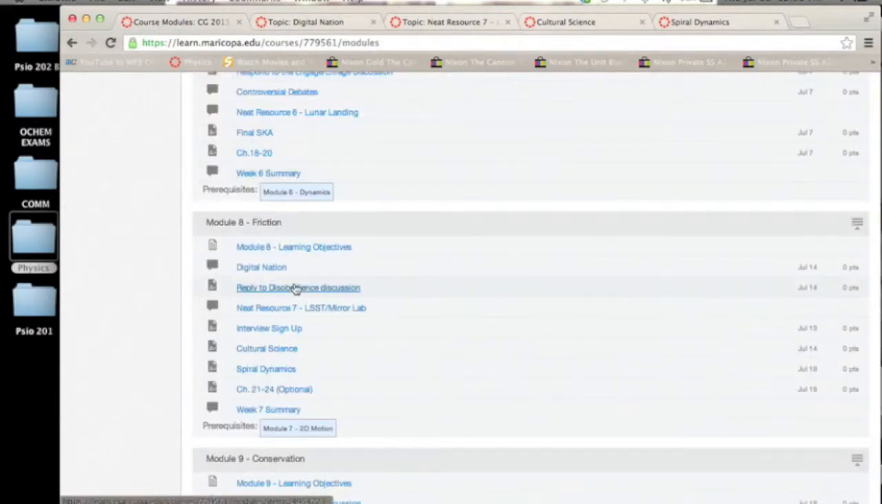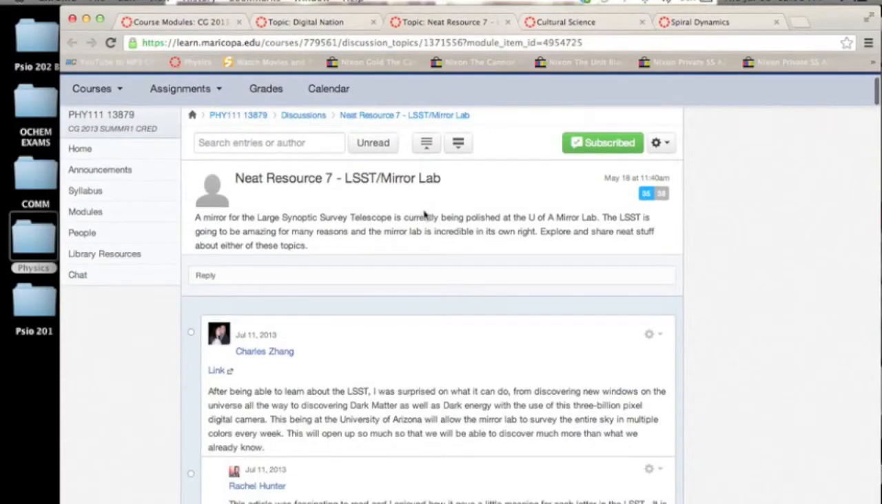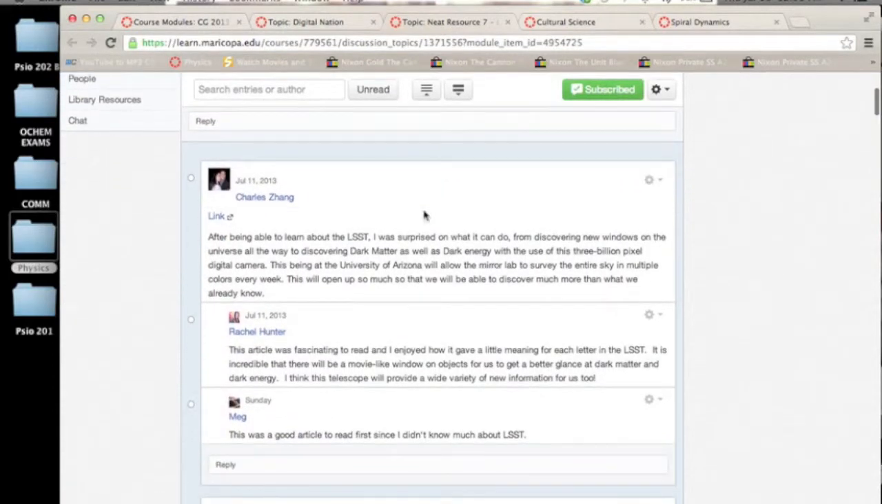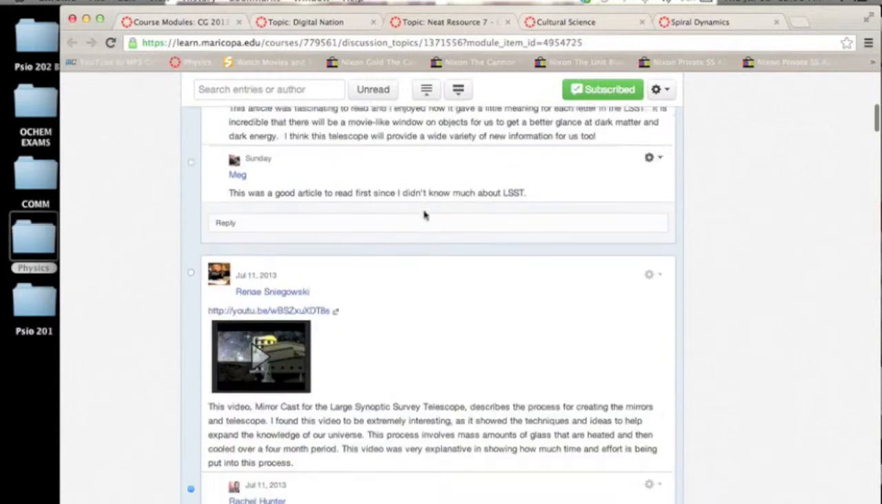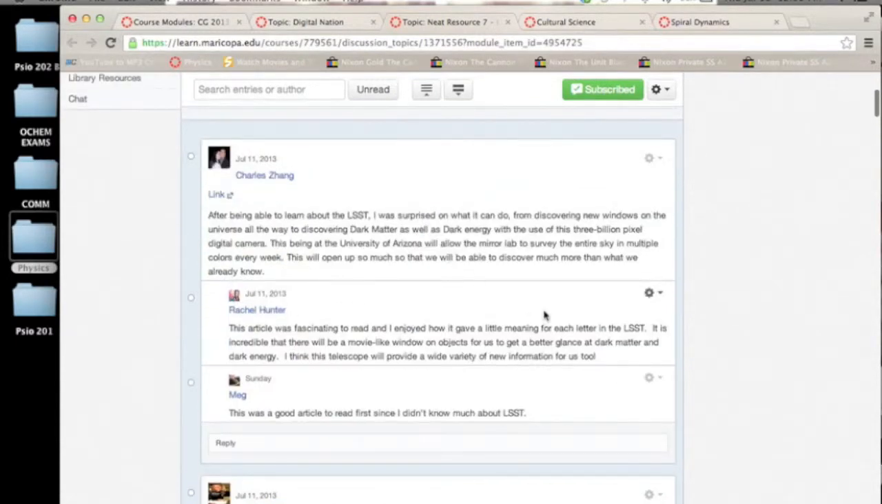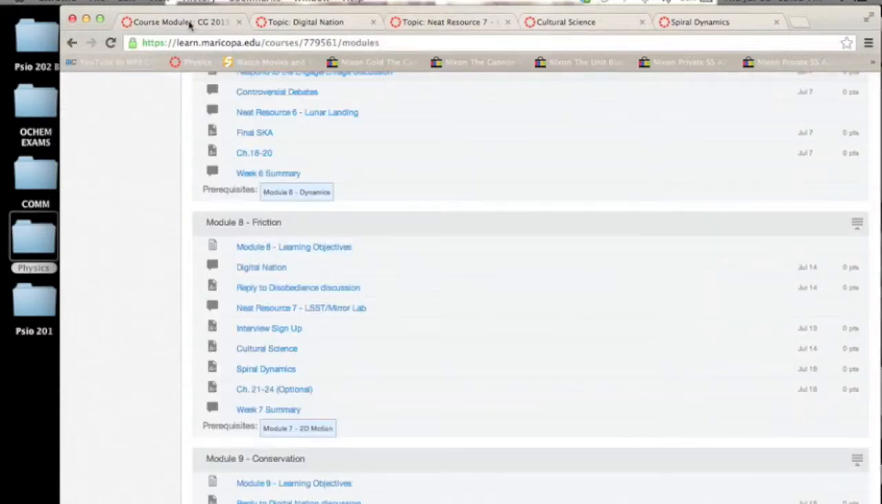Then we had to respond to our disobedience discussion, responding to 8 or more of those. Our last neat resource was the LSST Mirror Lab. This was pretty cool because this is something occurring at the U of A, where they're creating a big old telescope at the University of Arizona to see the windows of the universe. I found a link about it, described it, and wrote an abstract for that.